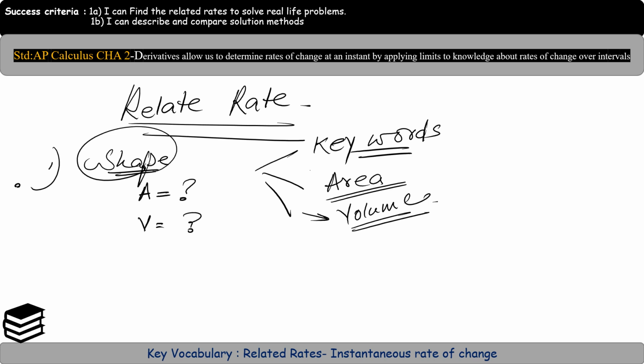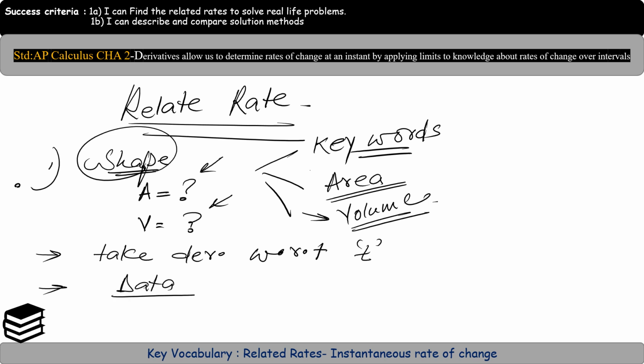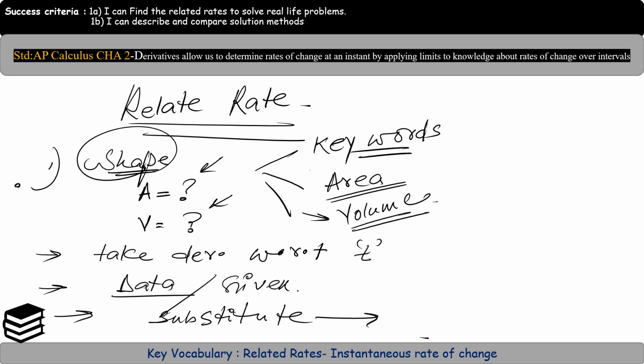Once you write the main equation, the second thing is to take the derivative with respect to time. Do not forget to use implicit differentiation. Once it is done, label all the quantities. On one side, write the data, whatever is given to you, at one place. And after that, just substitute the values to find the final answer. So this is how we solve related rate problems.